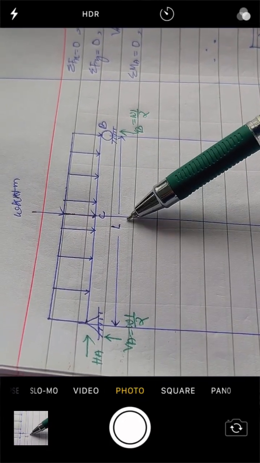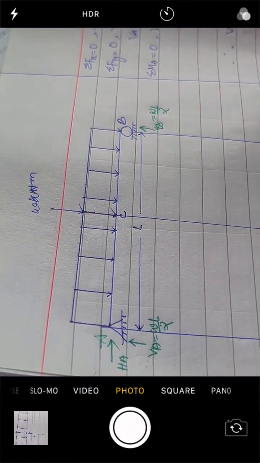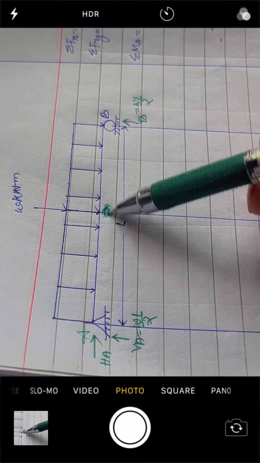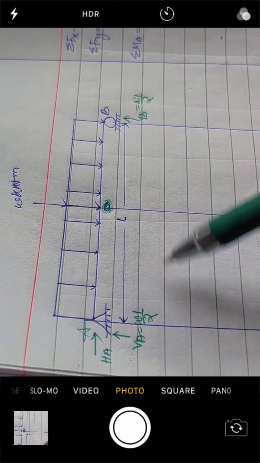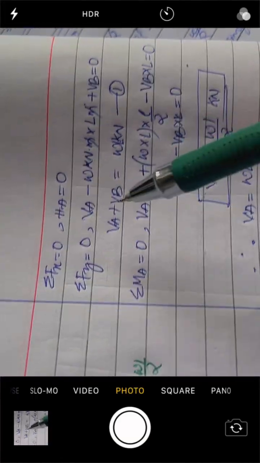Total load is WL. This is my A, B, and C. This C I have put up for the calculation of, I'll put it later on. For now, this is our question. So the first step we need to do is find the reactions VA and VB from the equilibrium equations.